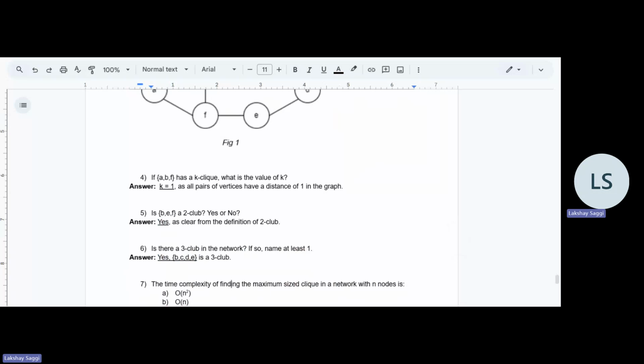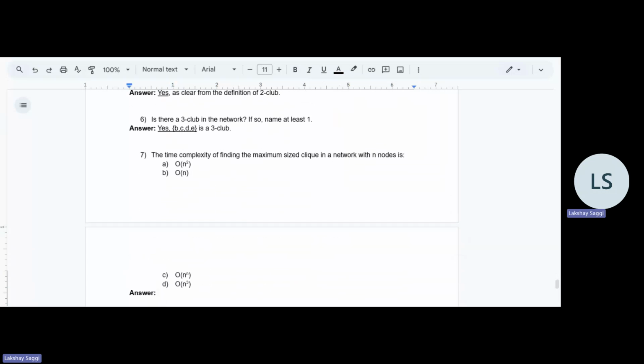Okay, so now we are at the seventh question. Now we don't need the figure. The seventh question says: what is the time complexity of finding the maximum size clique in a network with n nodes? We discussed that the problem is NP hard. At least for now we don't know any efficient polynomial-time algorithm for the problem. So it definitely cannot be order n squared, order n, or order n cube.